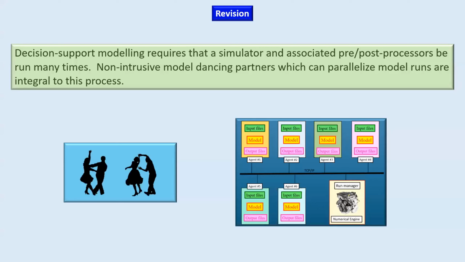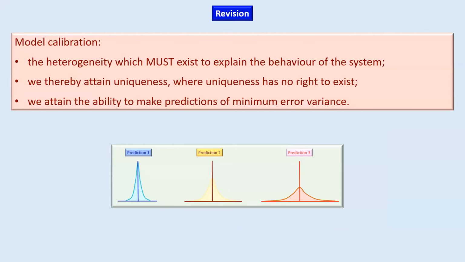Two fundamental specifications for modeling dancing partners are: one, a non-intrusive interface with the model. That is, it can interact with the model through the model's own input files and output files. And secondly, the ability to parallelize model runs.